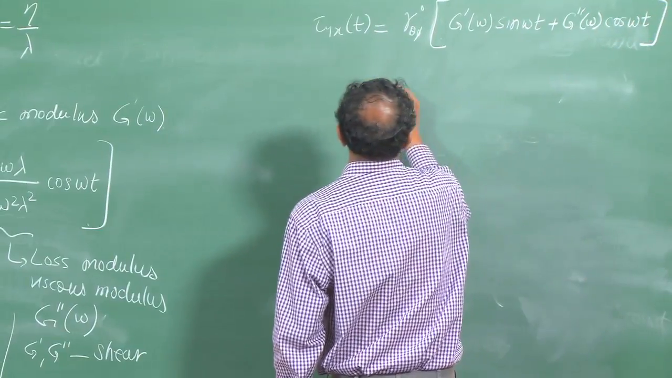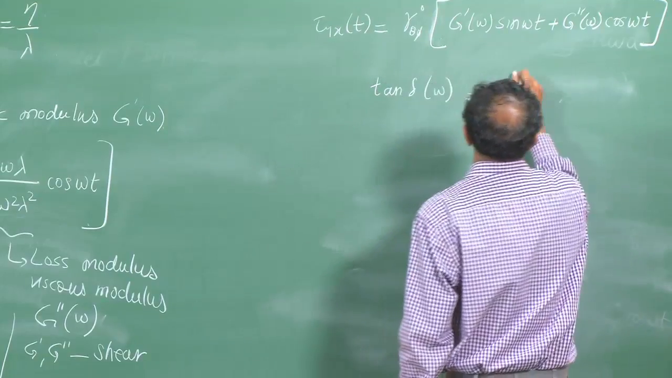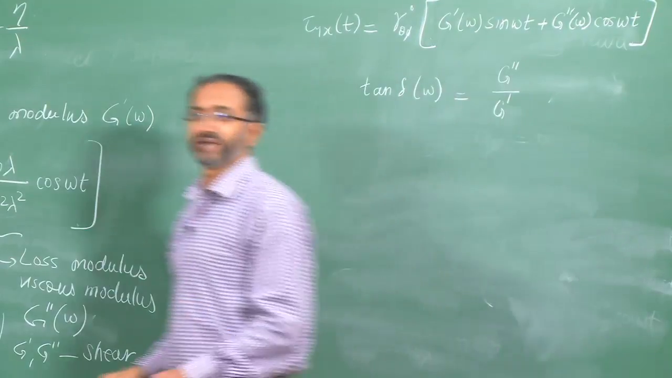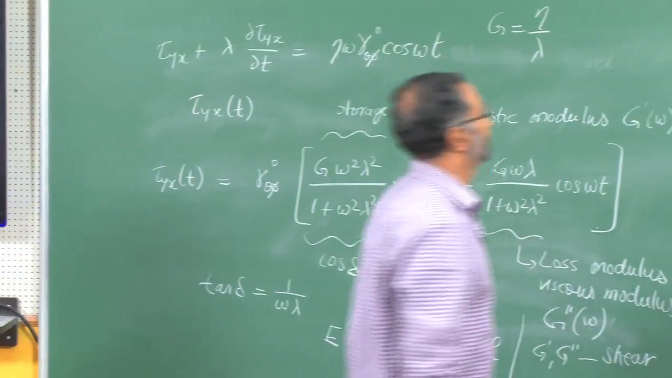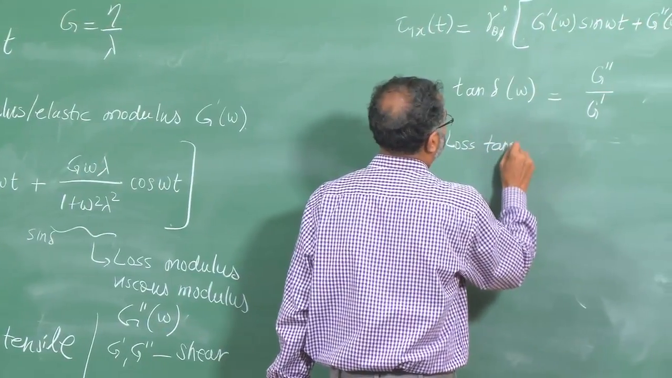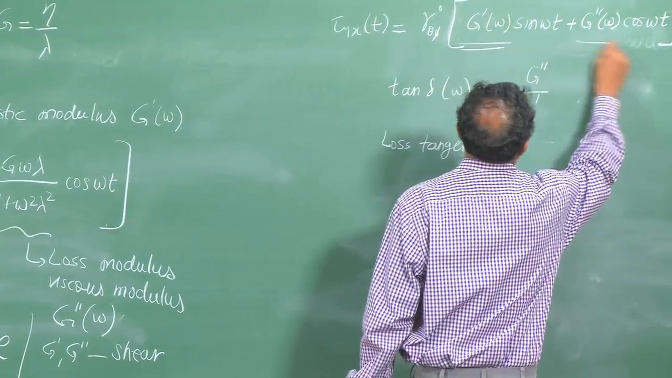And we also define one more material function, which is given as G double prime by G prime, which is called the loss tangent or tan delta. Sometimes it is referred to as loss tangent or just tan delta itself. So these are the three material functions.